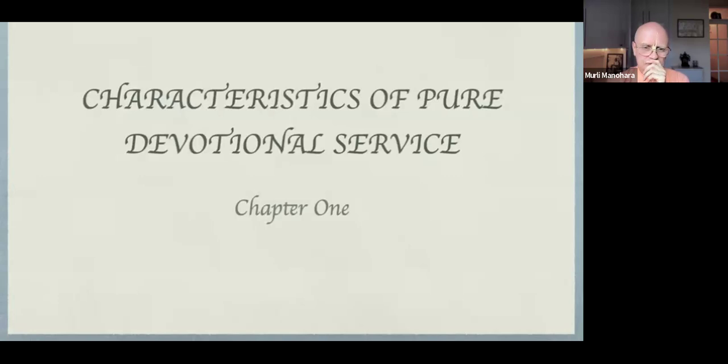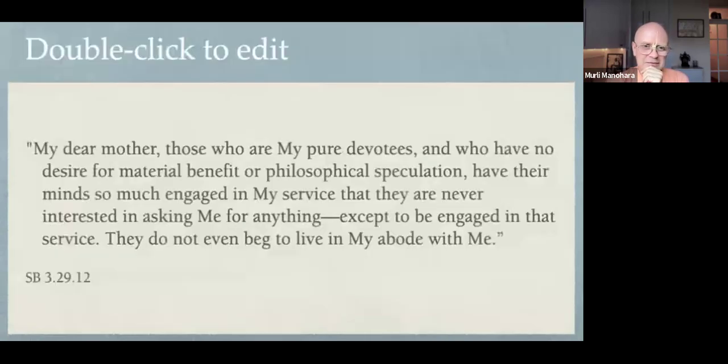So what are the characteristics of pure devotional service? This is going to be discussed here. Obviously, this is what it says in the slide: characteristics of pure devotional service. I'll just read this here.